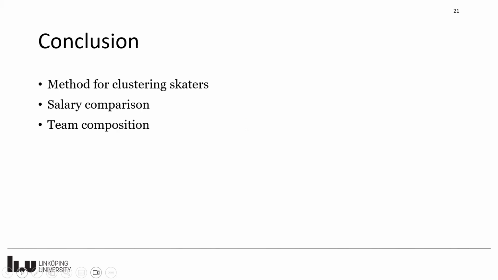So to conclude, I presented a method for clustering skaters, where we use the fuzzy method, where players can belong to different clusters with different degrees. We use the roles and salary comparison to identify some underpaid and overpaid players. And we noticed that in the 21-22 season in the NHL, there was a difference in team composition between teams that went to the playoffs and those that did not.